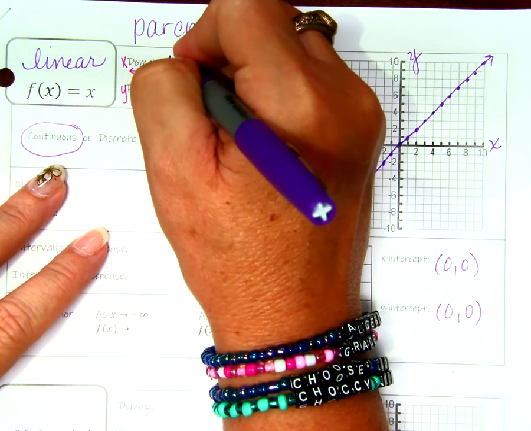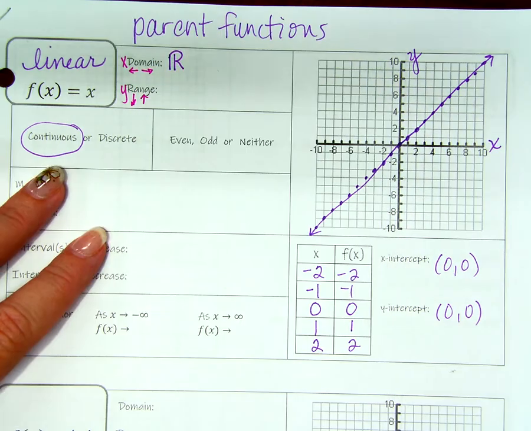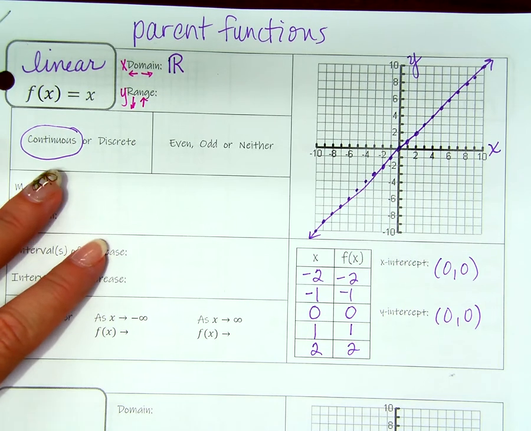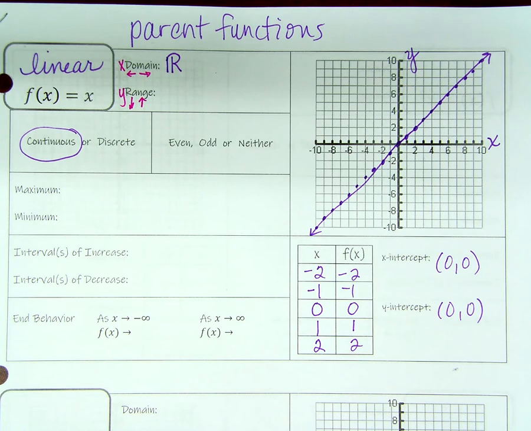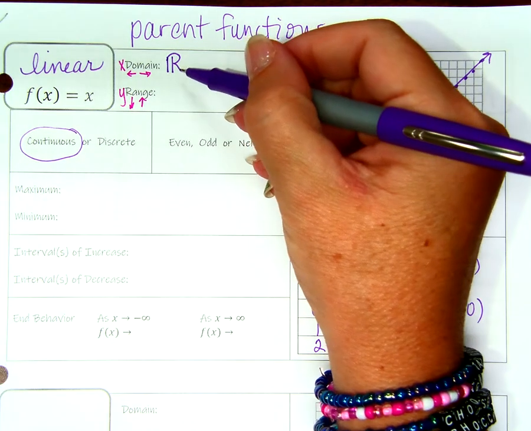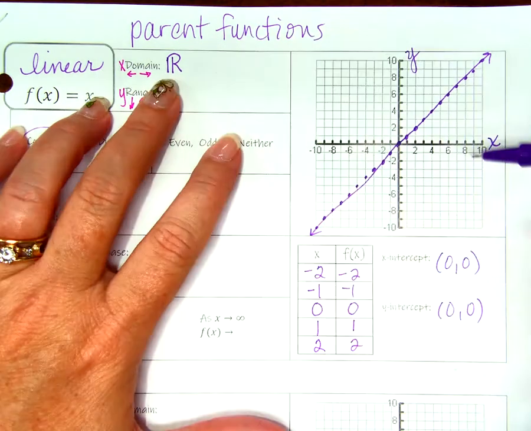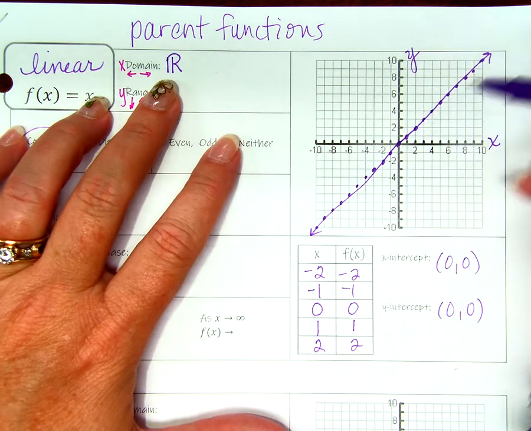Have you seen this symbol before? What does it mean? I'm only going to let you use it if you know what it means. If not, we'll have to write all the words. Somebody said it just a second ago. All real numbers. Okay? Was that you, Charlie? Good job. This means all real numbers. That means any X value that we choose, it's part of this graph.